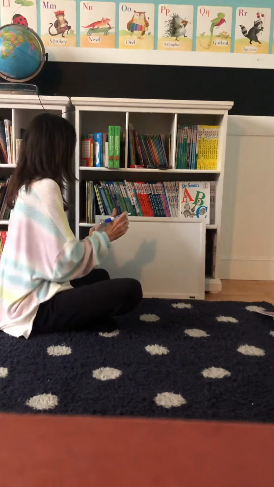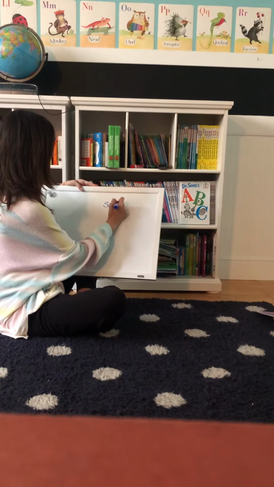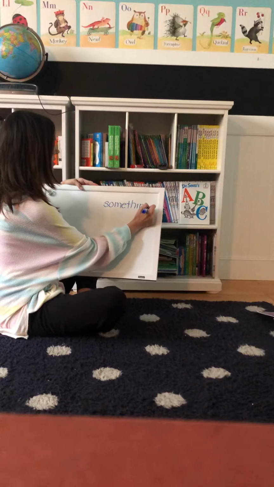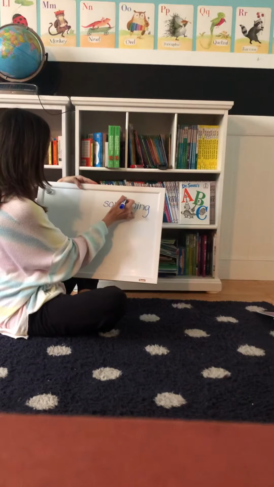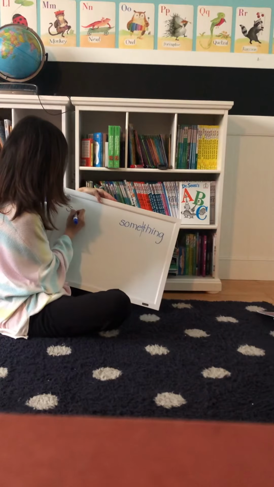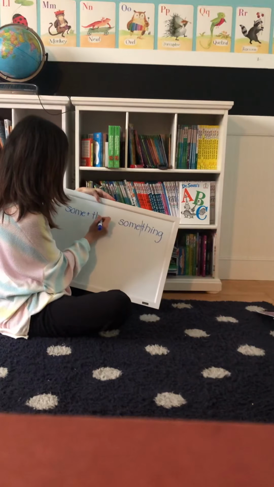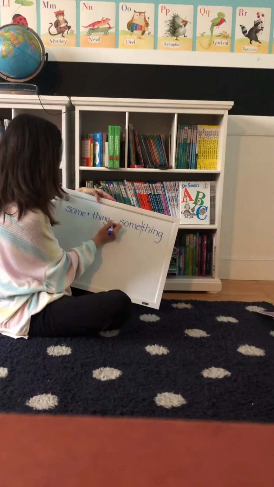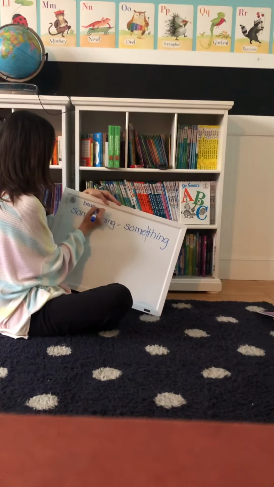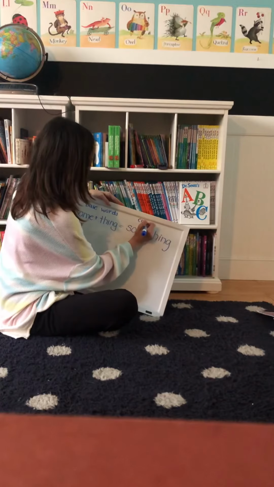So, let's see if I can do this. In the word something, we can see that it's made up of two words that were put together. So I'm putting a line there to show where to break it apart, and over here we can write those two words. Some plus the word thing makes the word something. So we call these base words. And this is the compound word.